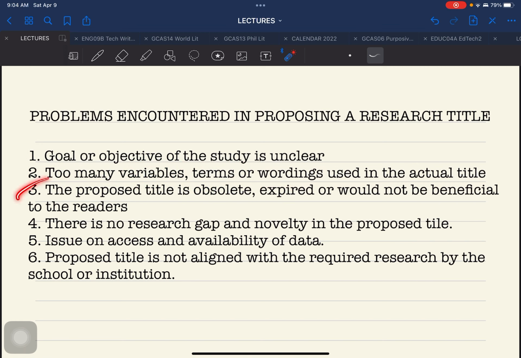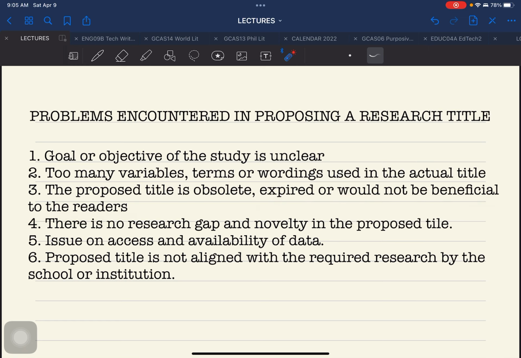The third one, the proposed title is obsolete. It has already passed beyond the time where it is useful. That's why it is obsolete. It cannot be used anymore. It is expired or would not be beneficial to the readers.